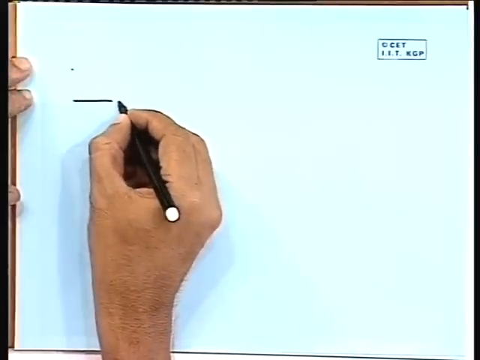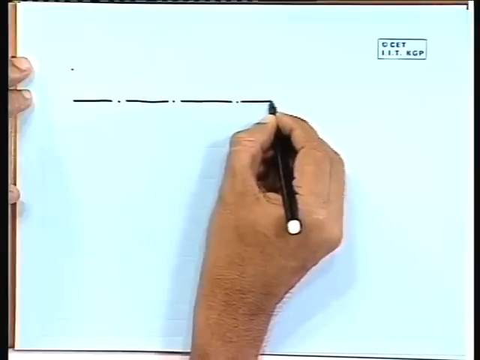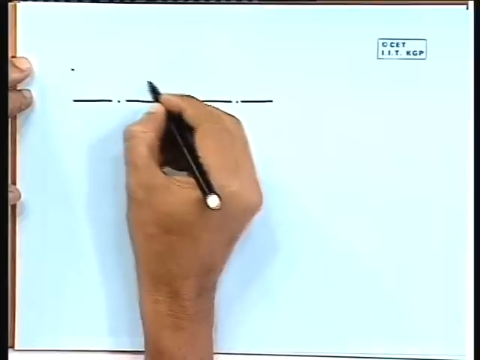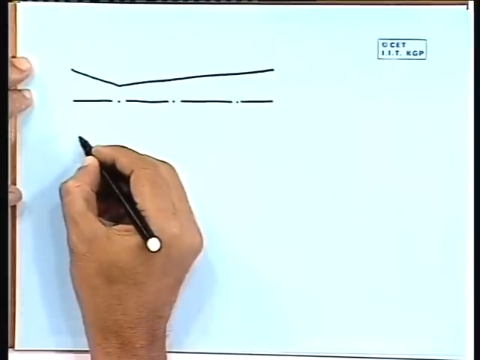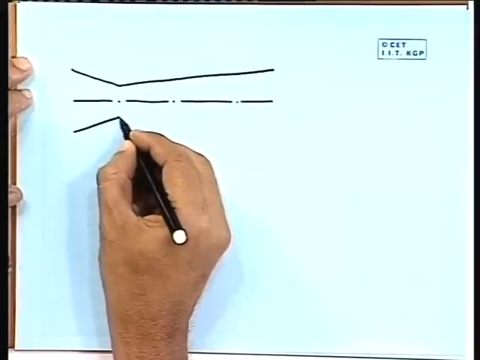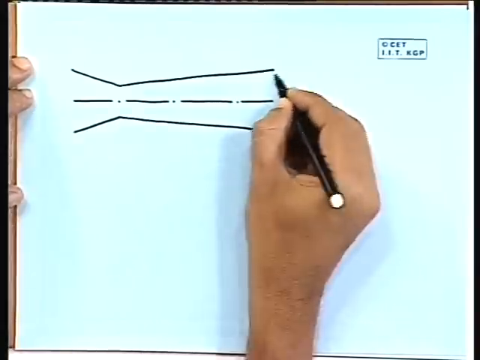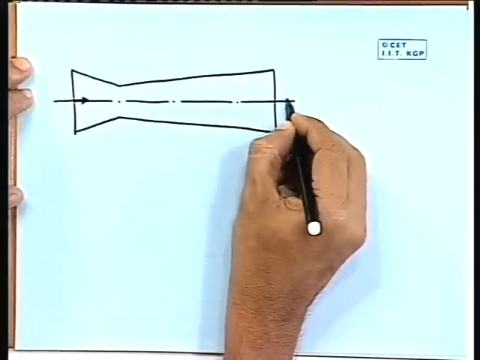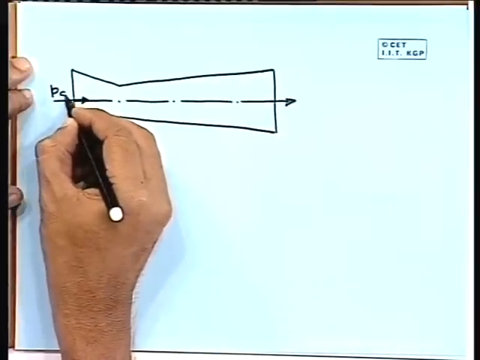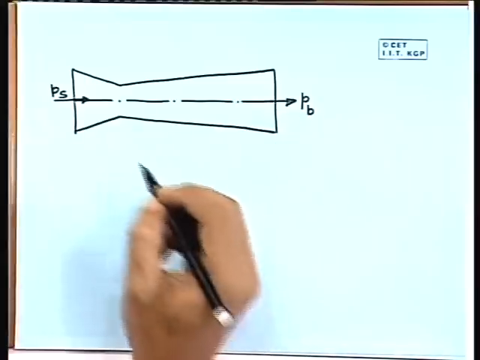So, that is why other designs of nozzles are looked into. If we go for a convergent divergent type of nozzle, let us say our design is something like this. This is a convergent divergent type of nozzle. This is the nozzle axis. Here again you are having stagnation pressure and here you are having the back pressure.